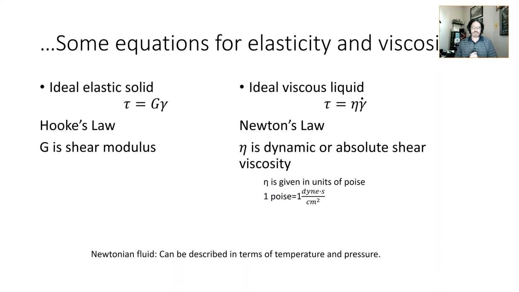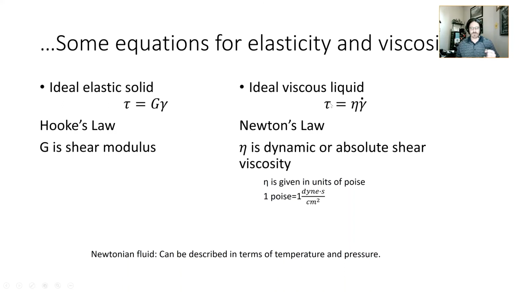So some equations for elasticity and viscosity. So we have Hooke's law in terms of shear. The other flavor of Hooke's law is sigma equals E epsilon, when we're talking about stress-strain curves. Here we're talking about shear. And so shear stress, tau, is given by the equation tau equals G, which is the shear modulus, times gamma, which we said was the shear strain.